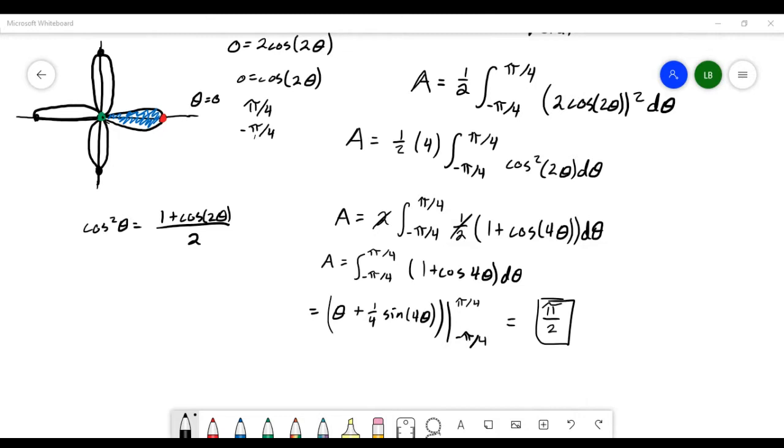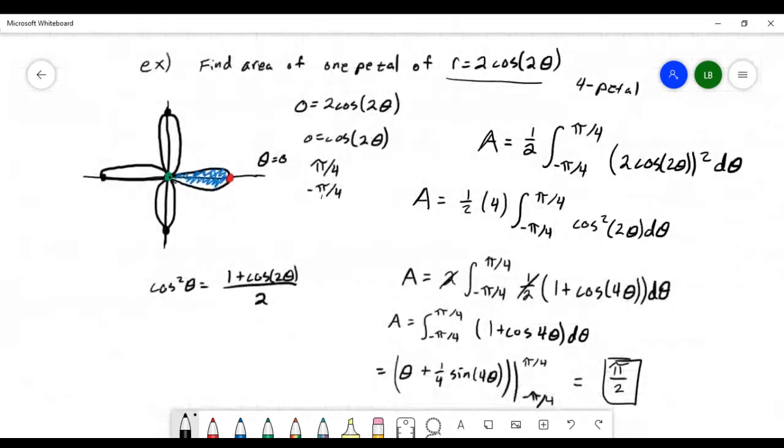Nope. Okay, in that case, we'll move on to: could I explain the sketch again? Sure. Basically, I know from knowing my basic polar graphs that 2 cosine of 2 theta is going to be a four-petaled flower. When you have an even number inside of your cosine or your sine, that tells you you're going to have twice that number of petals. So 2 times 2 gives me 4 petals.